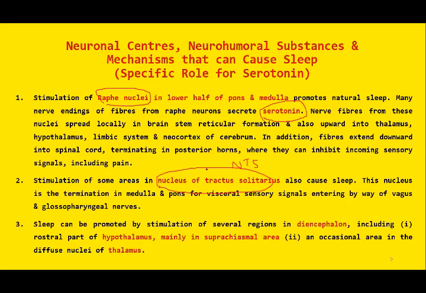So the important nuclei responsible for promoting sleep include the Raphe nucleus and the nucleus of tractus solitarius, both located within the brainstem. Raphe nuclei are responsible for the release of serotonin. Then we have the suprachiasmatic nucleus, part of the diencephalon. All these nuclei are responsible for causing sleep.